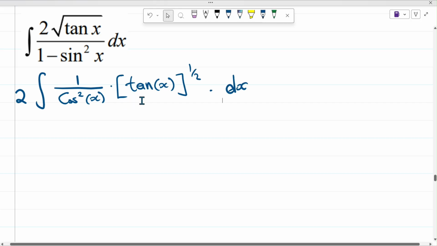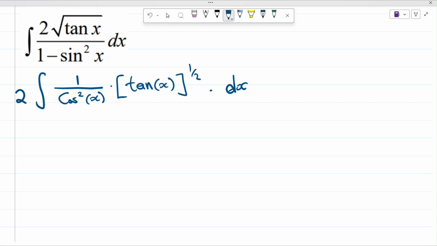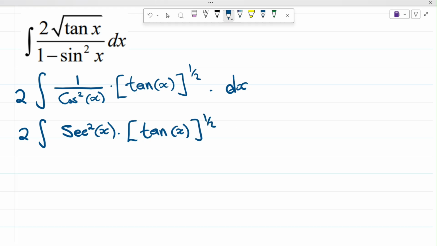All right. So what did I do here? I changed this root into an exponential form, and then I changed 1 minus sine squared into cos squared. Again, I need to change 1 over cos squared into its equivalence when it comes to the reciprocals. So 1 over cos squared is equivalent to sec squared. Sec squared of x multiplied by tan of x to the power 1 over 2 dx.